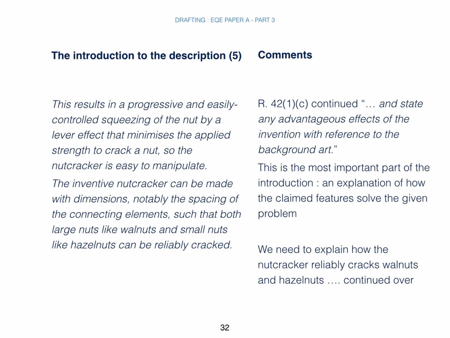The inventive nutcracker, I continue, can be made with dimensions, notably the spacing of the connecting elements, such that both large nuts like walnuts and small nuts like hazelnuts can be reliably cracked. This is an important part of the discussion where we're explaining how the invention has solved the problem, and we need to further elaborate on how it can cope with small and large nuts. So we'll go to the next slide.